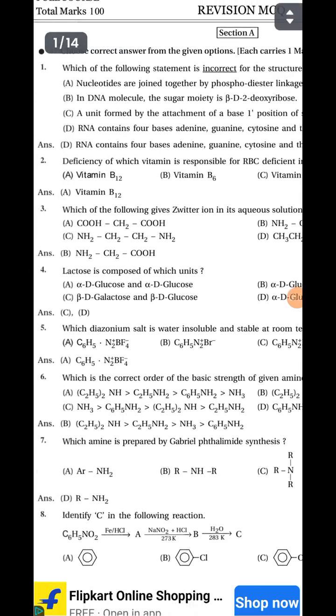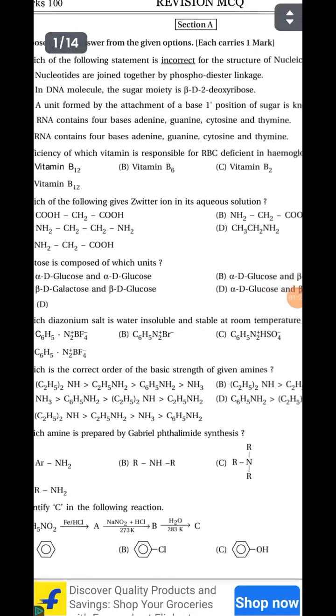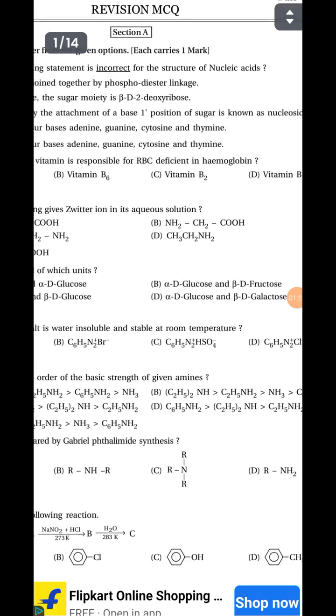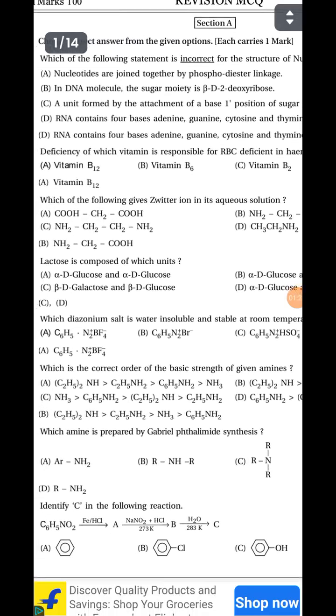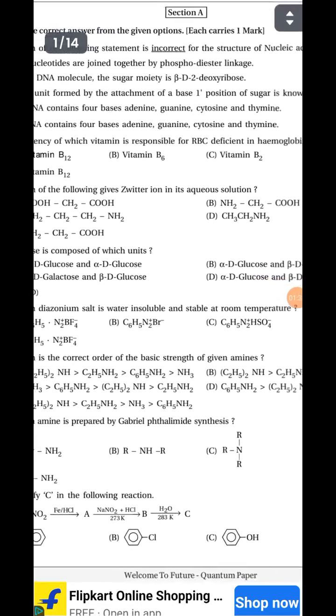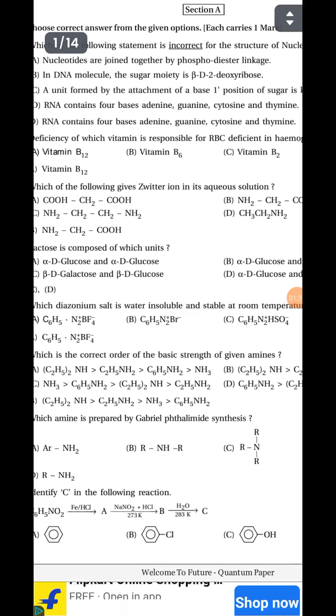Okay. Now the second one: deficiency of which vitamin is responsible for RBCs deficient in hemoglobin? So your answer would be vitamin B12. Its deficiency is responsible for RBC deficiency in hemoglobin.